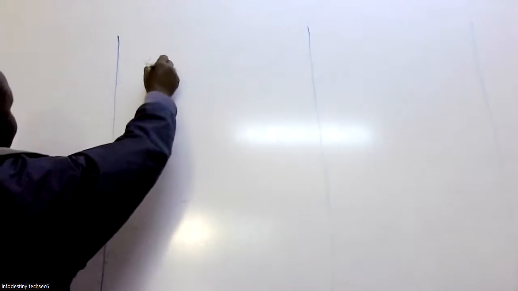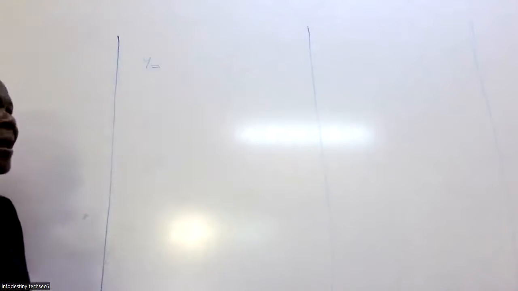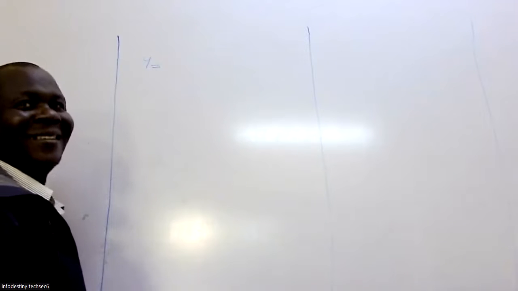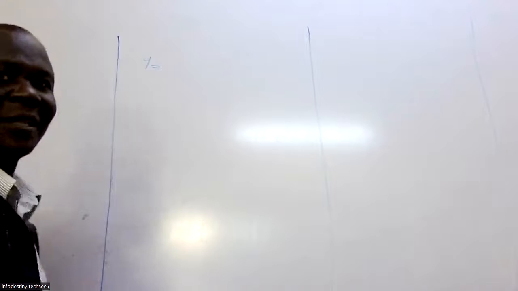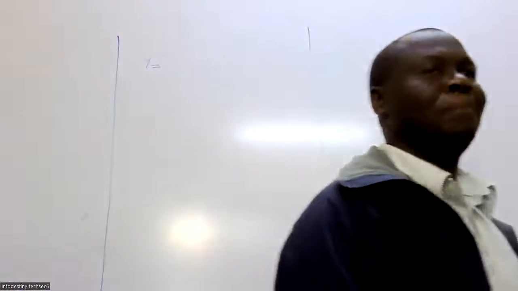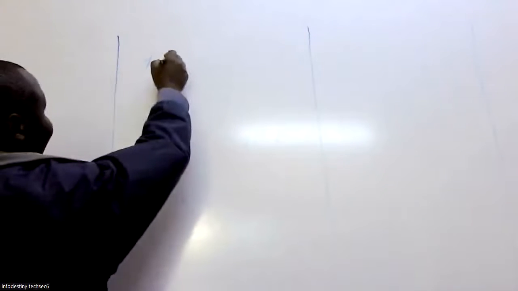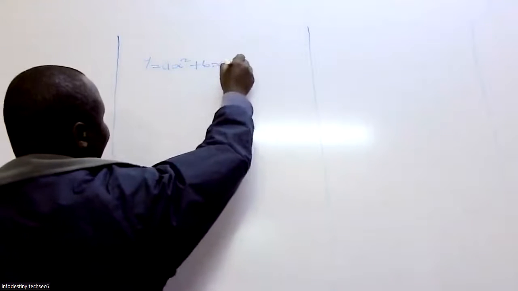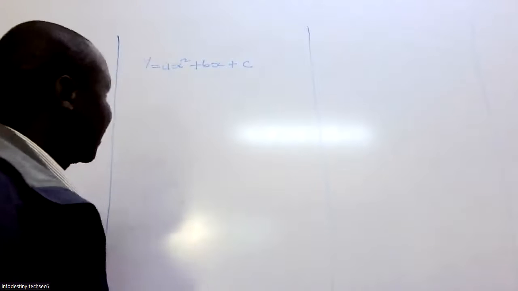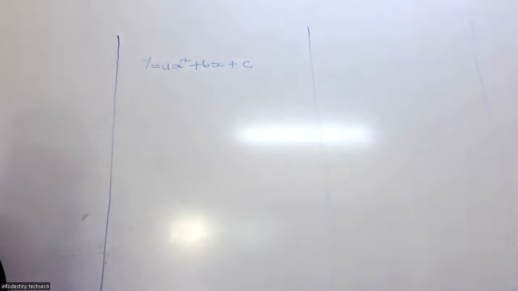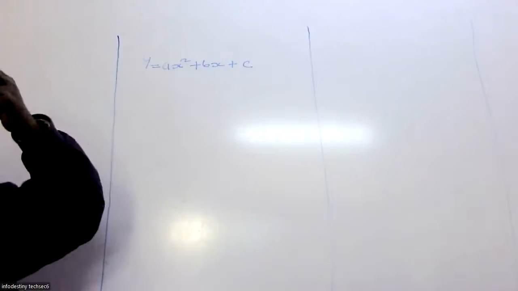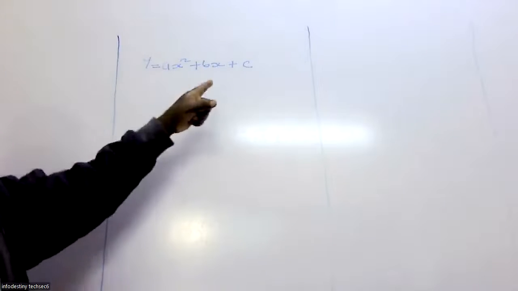y equals a x squared plus b x plus c. That's the form of the quadratic equation, where x is going to be the number of units sold. We are together. Now c is the constant.